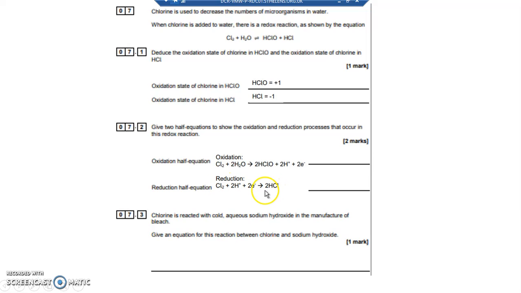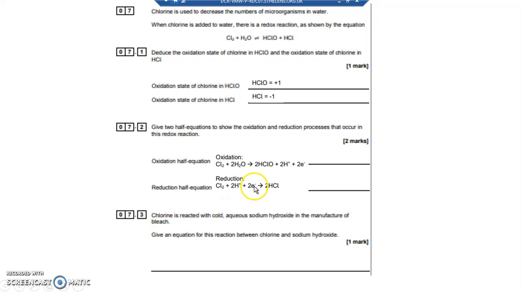So I've got Cl2 going to HCl, I've got H on the right hand side, so if I just put H pluses on the left hand side, I'll get my H's balanced. Now I don't need the water at all because there's nothing on the right hand side with O's in it, because HCl hasn't got any O's in it.